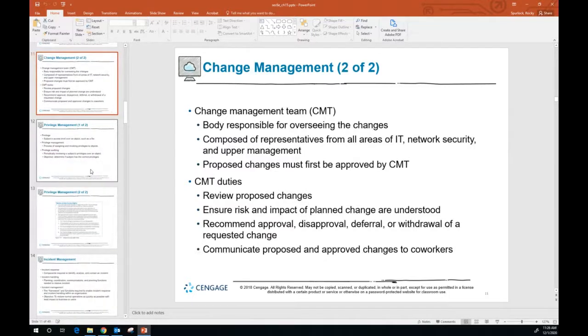A change management team is the body that is responsible for overseeing the changes. This is going to be composed of representatives from all areas of IT, network security, and also upper management. Any proposed changes must first be approved by the change management team. Their duties also include reviewing proposed changes. They want to ensure that risk and the impact of planned changes are understood. They may recommend the approval, disapproval, deferral, or withdrawal of a requested change, and also communicate the proposed and approved changes to co-workers.